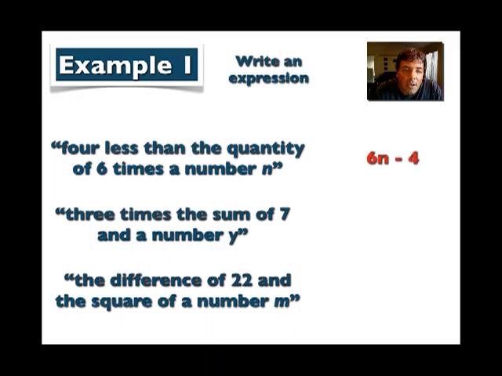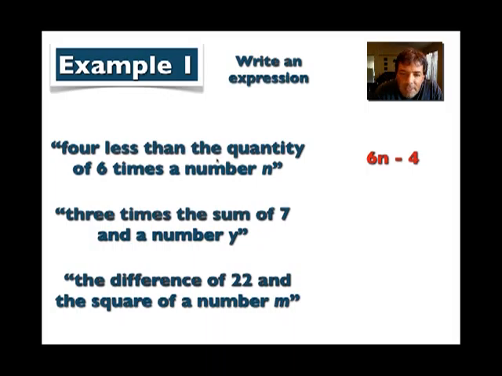4 less than the quantity of 6 times the number n. Now, this is a little bit confusing, and you see the answer on the side. So it says 4 less than. Now, some people might write 4 minus. But when it says less than, that means the 4 is going to come at the end of the sentence, not in the beginning of the sentence. And when it says the quantity of 6 times the number n, well, that's just 6n. That's pretty easy. So this is the one example that tends to confuse students sometimes.